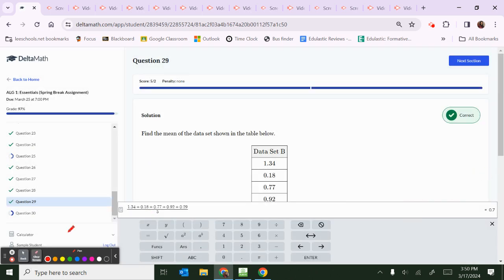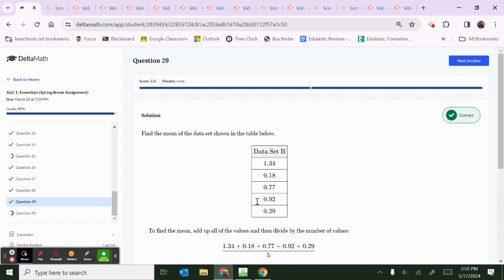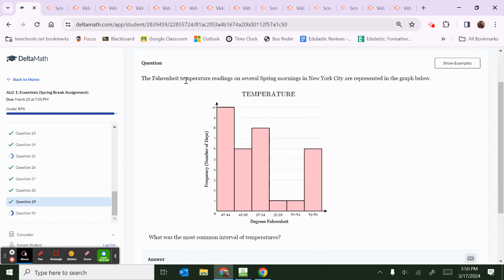So let's try another problem, because all of the problems we just did were all different. Let's keep on practicing. This one says the Fahrenheit temperature readings on several spring mornings in New York City are represented by the graph below. We're comparing the degrees in Fahrenheit, from 0 to 44, 45 to 49, 50 to 54, 55 to 59, 60 to 64, and 65 to 69, for the frequency of days, with a maximum of 10 days in frequency.